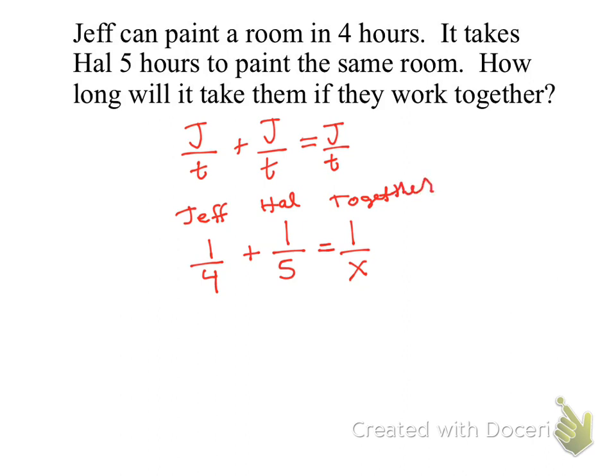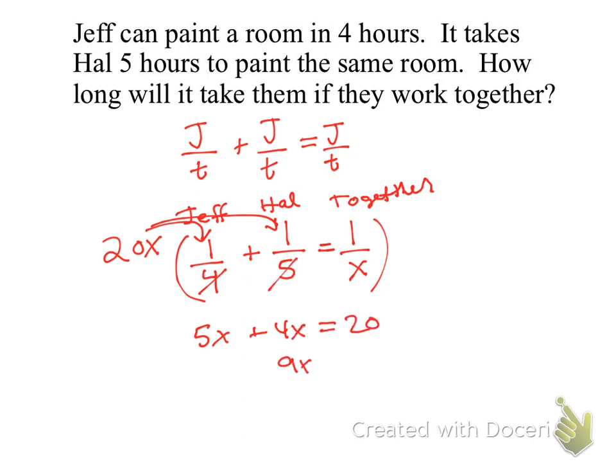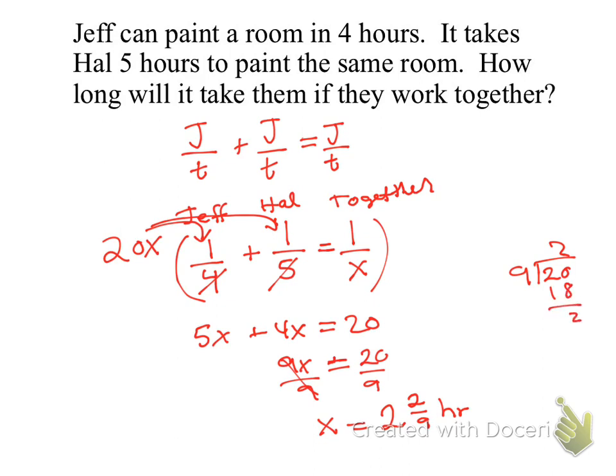Okay, so how would I clear the fractions? What do we need to do? Multiply by 20x. Good. I'm going to distribute. So I get 5x, here I get 4x, and here we get 20. So it's 9x equals 20. Divide by 9, and we need to change this to hours, because hours is part of the story. So x is equal to 2 hours, and what's the remainder? 2/9, 2 2/9 hours. Do you understand that? Because 9 goes into 20 two times, it's 18, there's a remainder of 2, we put it over the divisor.